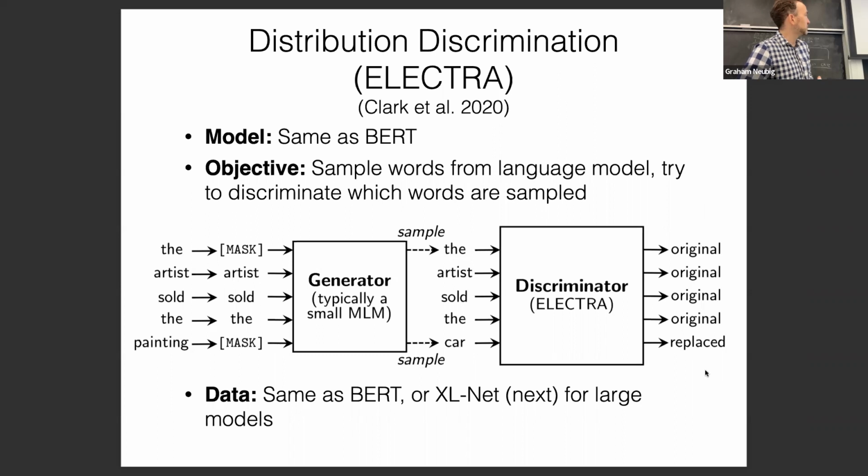It is relatively label imbalanced because you're masking out, like, I forget the exact percentage. I think it might be 15, but it might be something else. You're masking out only a small number of the inputs, and so most of them will not be replaced. Most of them will be original, but still you're getting a loss from all of the outputs here.